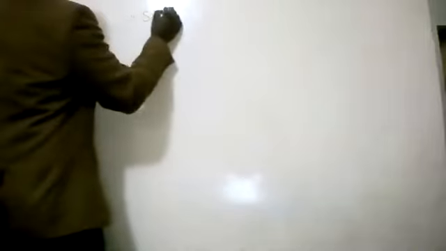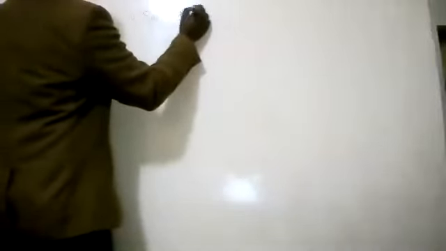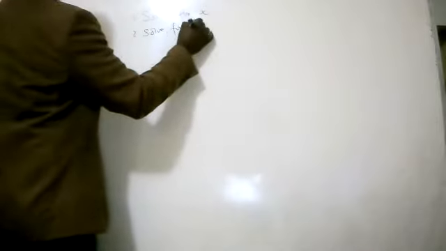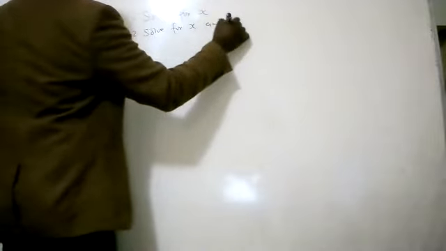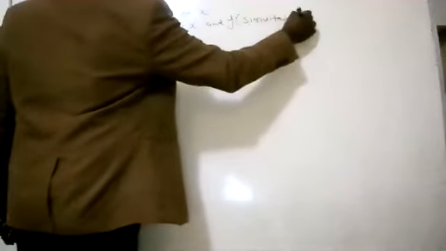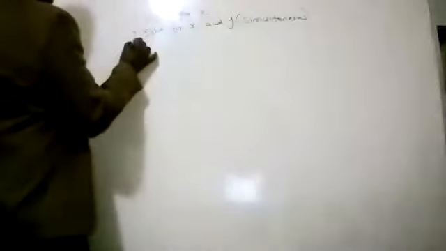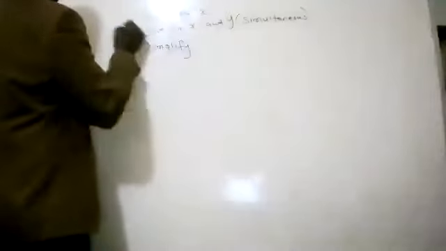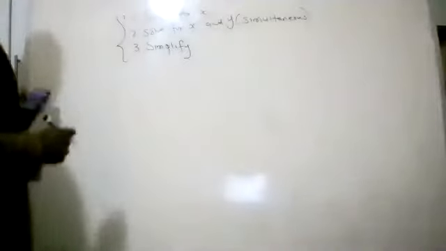Okay, yeah. We're going to cover algebra, and under algebra, the first topic is solve for x. We must know how to solve for x. The second is solve for x and y, which we call simultaneous equations. And the third topic is simplify. We must know how to simplify. So this is what constitutes algebra.